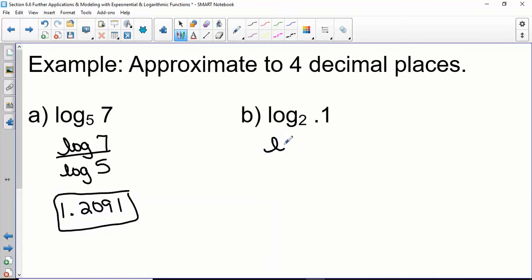You also have the option of going to a natural log, so ln. So if I did log base 2 of 0.1, you could do ln 0.1 over ln 2 if you preferred. It does not matter, you get the same answer both ways. And that gives me negative 3.3219.